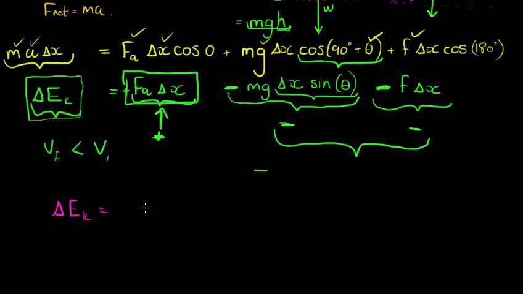The change in kinetic energy is a half mass times future velocity squared minus initial velocity squared, is equal to all of this. I'm not going to write all of that. That's a lot of things. But I just want to show you can also use this formula, and all of a sudden you've got velocities in here. So you can use this whole formula to calculate certain velocities.